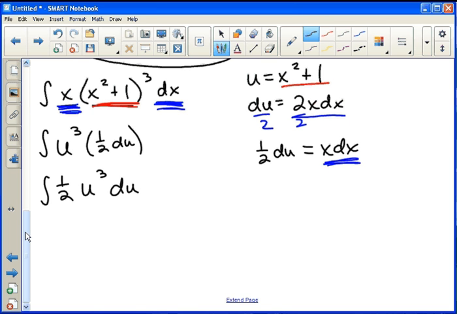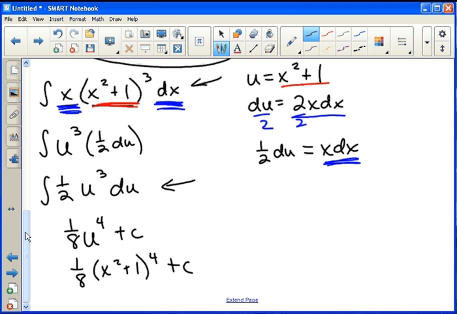Okay, so now this looks like a much simpler integral right here than it did when we started. Much simpler. So I add 1 to the exponent, makes it u to the 4th, divide by that, so I get a 1/8 out front because I'm doing 1/2 divided by 4, plus c. My last step is then to plug in what u is equal to, get it back in terms of x, and that is my final answer.